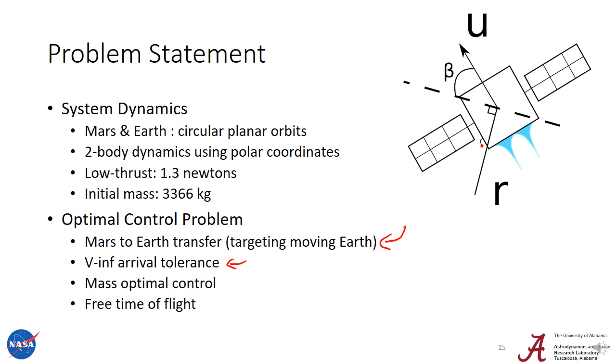We're going to try to maximize the mass optimality, and we're going to deal with a very low fidelity problem where Mars and Earth are both in circular planar orbits, and our spacecraft is under two-body dynamics using polar coordinates. Our spacecraft, which you can see on the right, has two control variables: u, which is its thrust fraction, which is the fraction of total thrust, which in this case is 1.3 newtons, and then beta, which is the in-plane control angle.